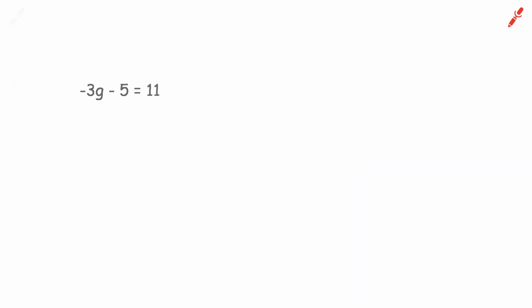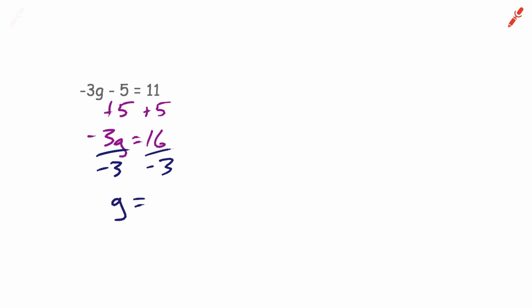Alright guys, we've got another problem on the board. This one is negative 3g minus 5 equals 11. While I'm giving you instructions, I'm going to solve it. What you guys are going to do here is once I've got this solved, you're going to go ahead and justify it for me. You don't have to come up with the solution on your own, but you do have to come up with the justification.